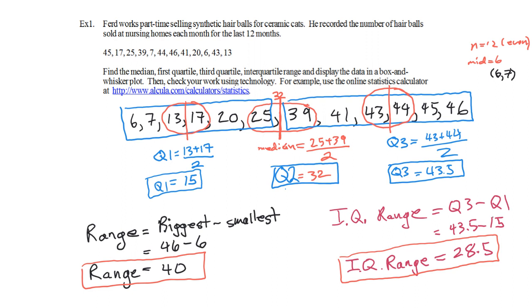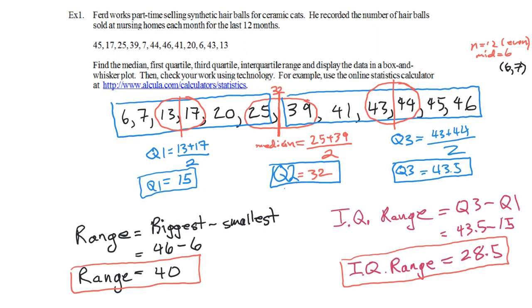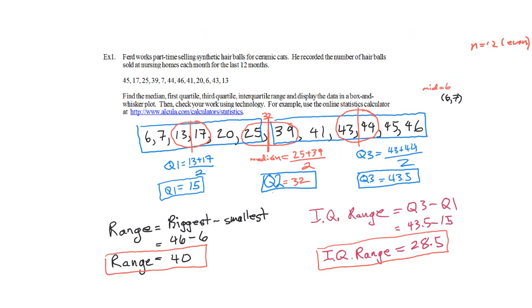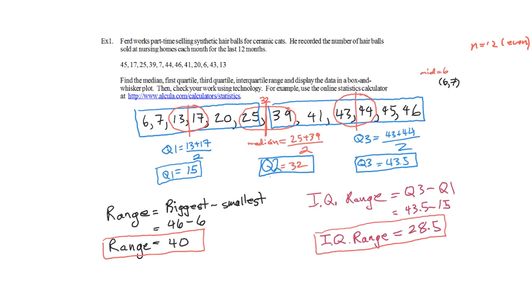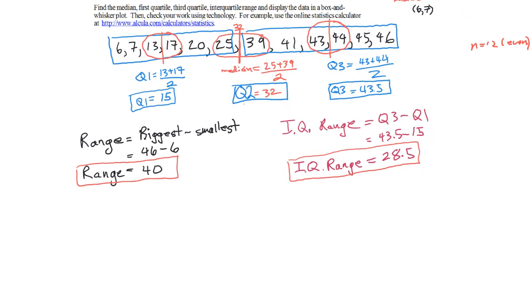So now the last thing that they've asked us to do is the box and whisker plot. Now the box and whisker plot is something that we've done before. So what we'll do immediately is we'll take a moment and zoom out a little bit so all the information is loaded and easy for us to see, right?